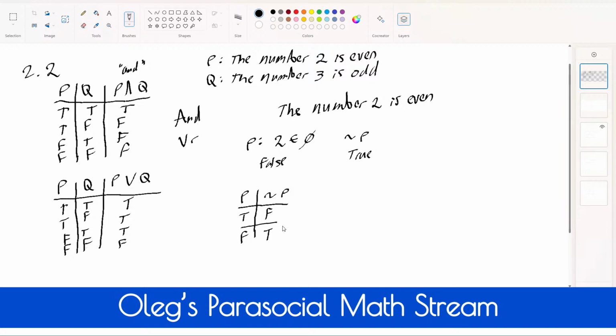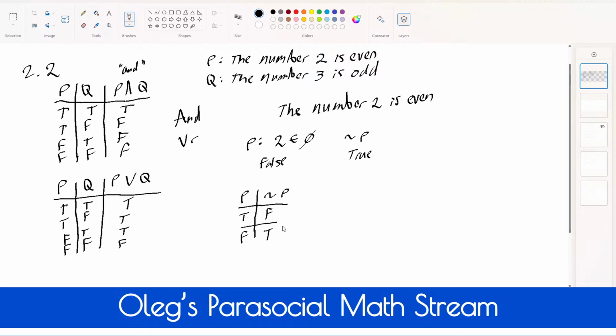So it gets complicated, but truth tables will help get us through it. All right, now, in this section, we've learned how to combine or modify statements with the operations and, or, and not.